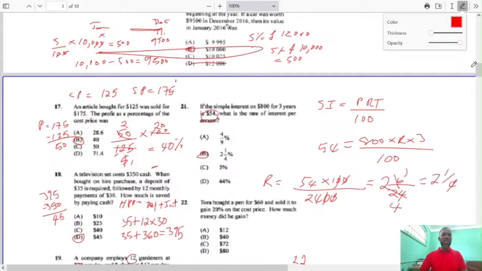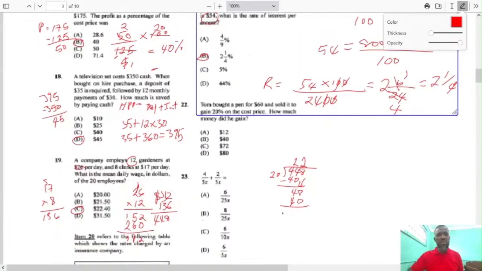Again, we could also use the process of elimination, but I'm working it out as best so that you can fully understand what we are doing.